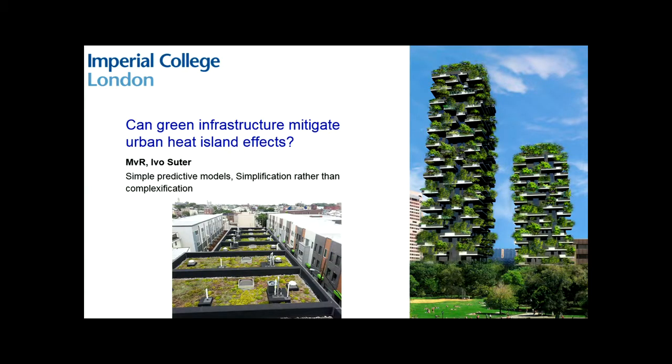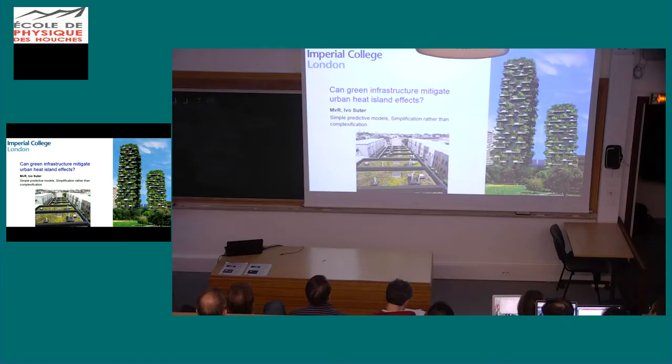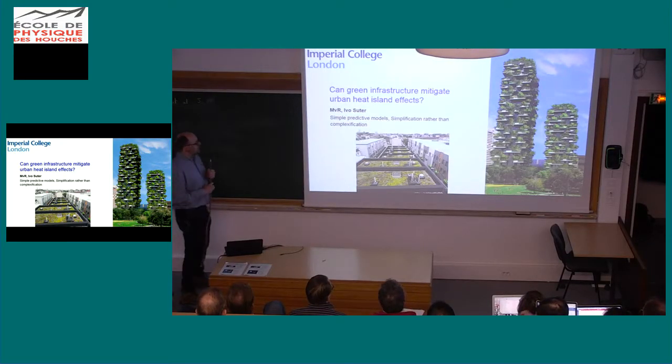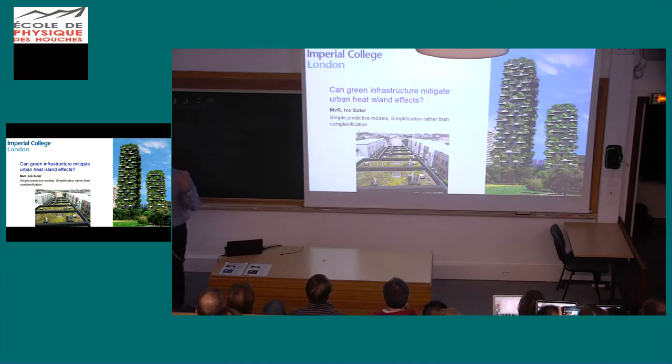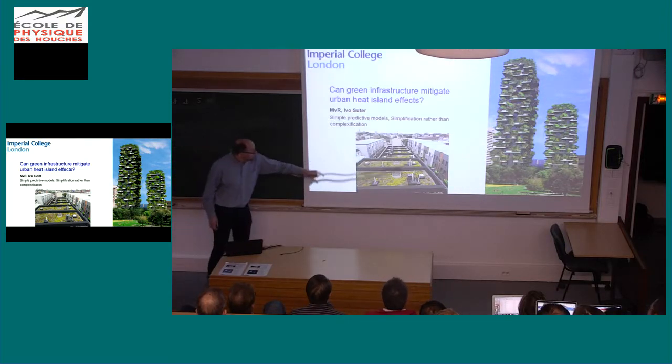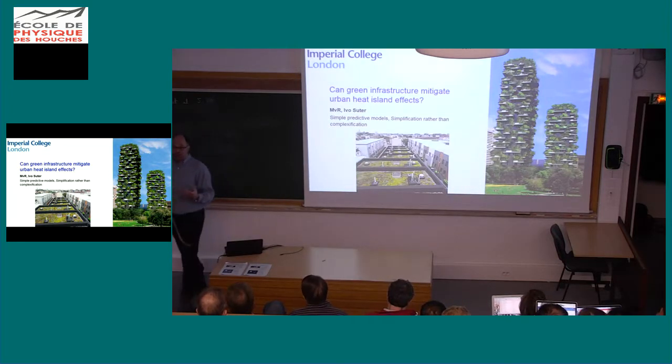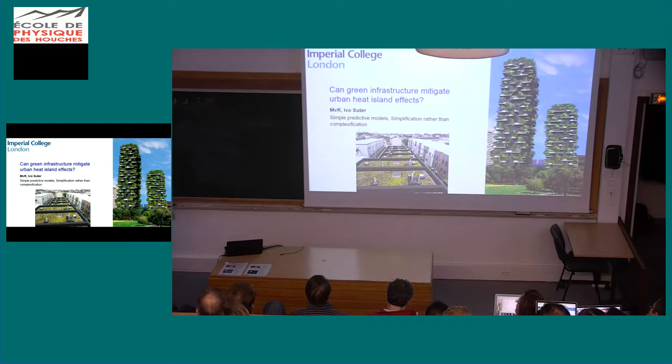Right, so the big question here is, can green infrastructure mitigate urban heat island effects? So green roofs, like these ones, this is an example from Philadelphia. They've got multiple benefits. I will only focus on their ability to reduce the urban heat island effect here. These are gaining a lot of traction. Because they evaporate, they will cool. But how much will they cool?